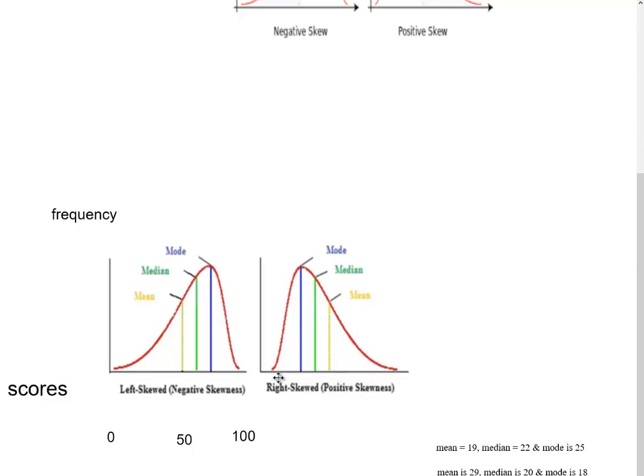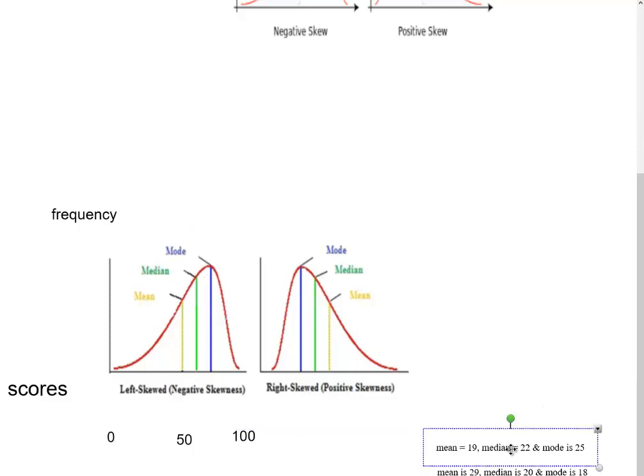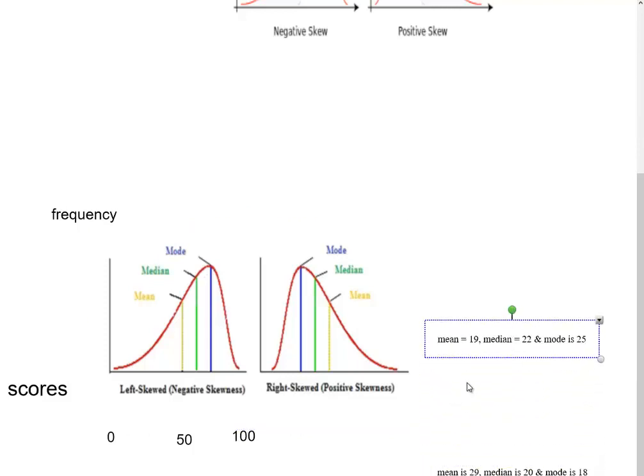You can see here this is 0 and this is 100. There's our mean, pretty much the midpoint, from 0 to 100. Now if an exam question gives you data like this, saying the mean is 19, the median 22, and the mode is 25, and they ask you to sketch that skewed distribution, you would have to work out whether it is left or right, negative or positive.